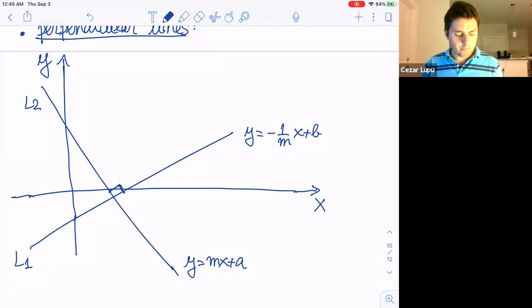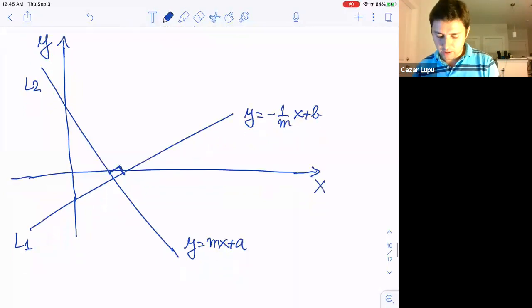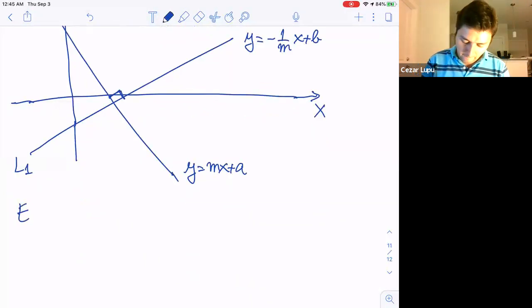These two lines will be perpendicular. And now I just want to do a problem, and then I think I'm going to stop here. It will be a long problem, but with this problem, all the notions that we have seen in this lecture will be put together. Anyway, let's write the problem. In fact, this is just an exercise.